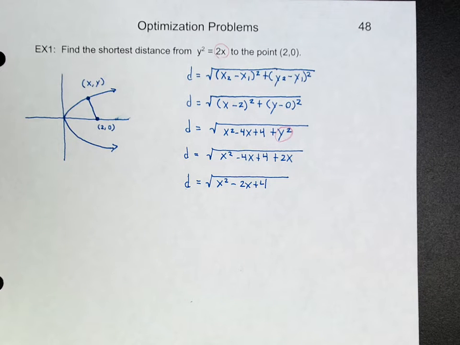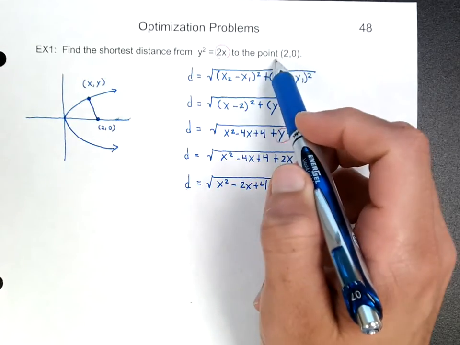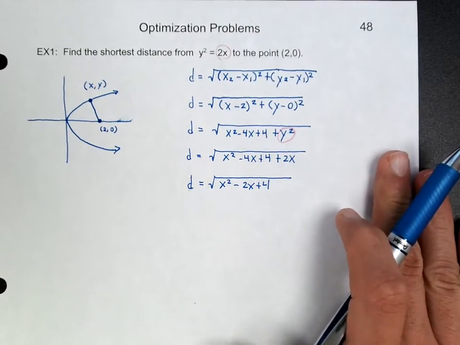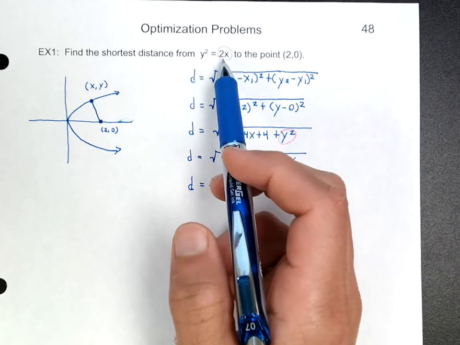Okay, this is topic 48, optimization problems. So in example 1, they're asking us to find the shortest distance from y squared is equal to 2x to the point (2, 0). This is just the graph of what this would look like, y squared is equal to 2x.